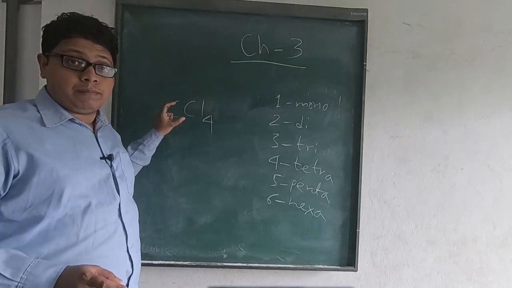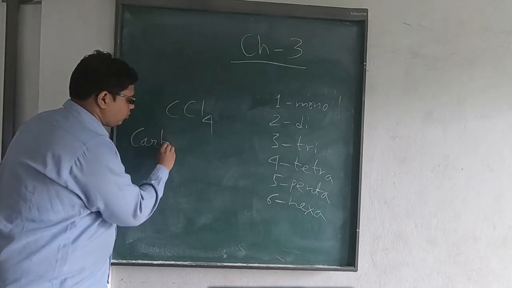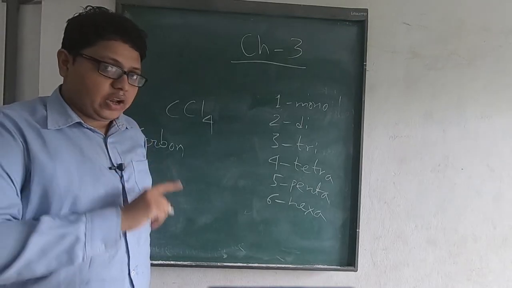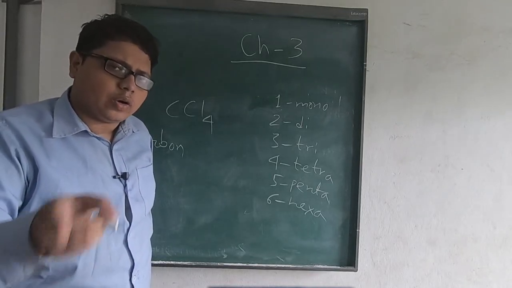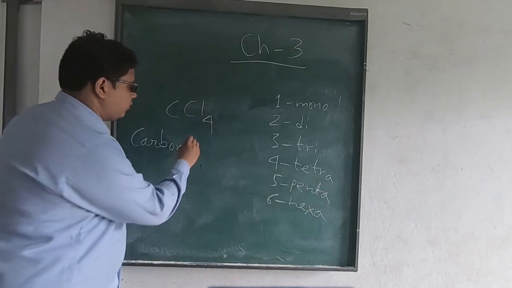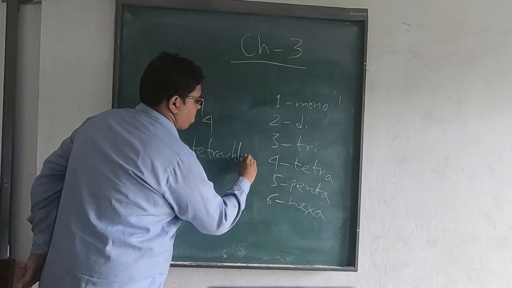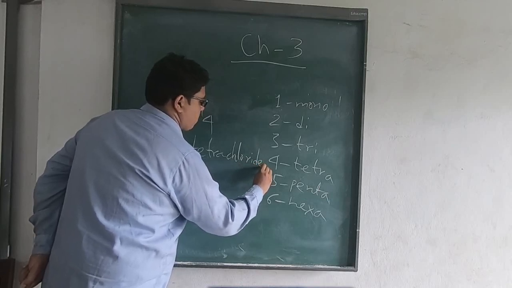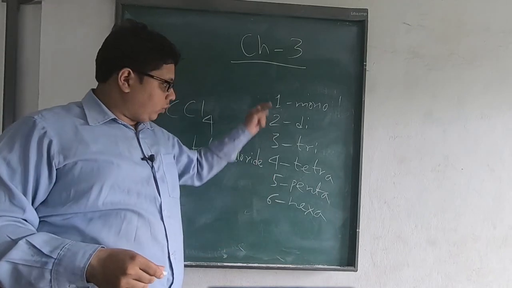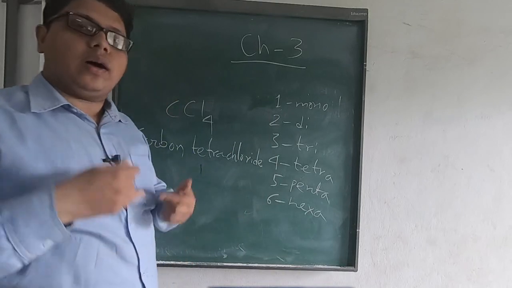C stands for what? You've studied already. Carbon, right? So carbon. And Cl stands for what? Chlorine, right? But in a compound, we're not going to write chlorine, we're going to write chloride. And 4 means what? Tetra. So simple enough. Carbon tetrachloride. So having this information and knowing how to piece this together, you can do other examples.